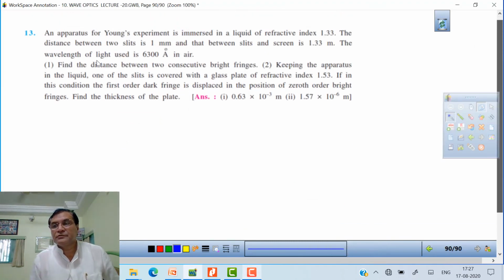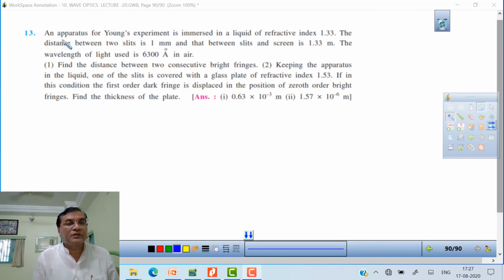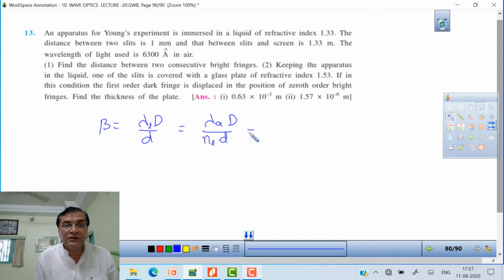So one more problem is very interesting. An apparatus of Young's experiment is immersed in a liquid of refractive index 1.33. The distance between the two slits is 1 millimeter, and that between the slit and the screen is 1.33 meter. The wavelength is given. Find the distance between two consecutive bright fringes. Means beta is equal to, we know, lambda D upon d. This is our formula. But here the apparatus is immersed in the liquid, so I have to use lambda in liquid. So this is nothing but lambda in air D upon refractive index of that liquid into d. So it will be less than in air.